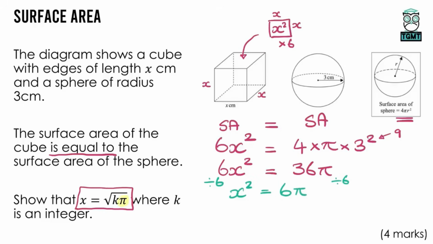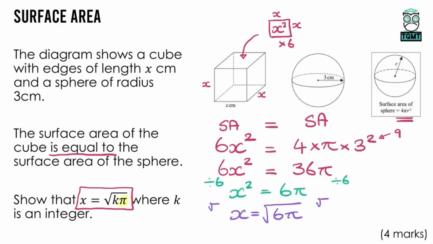And you can probably see that we're basically done now. To get rid of the squared, we're going to need to square root, and we'll square root the other side, and we get x is equal to the square root of 6 pi. And there we go, we've got our final answer. X is equal to the square root of 6 pi. So there we go, k is equal to 6.